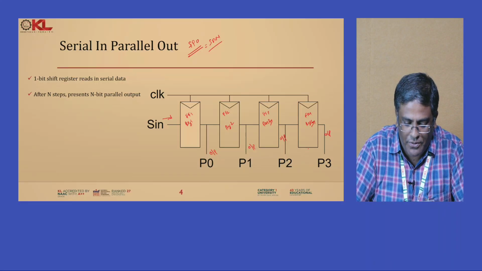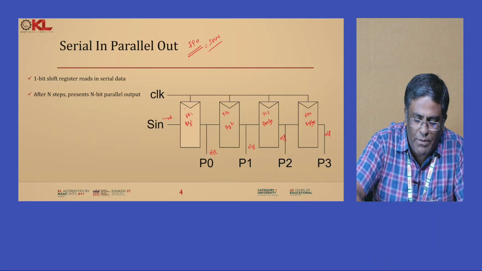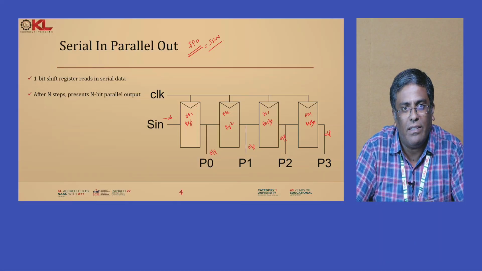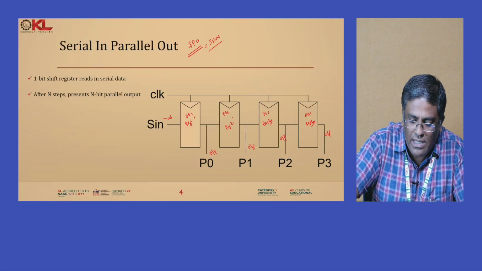When I say flip flops, it can store one data at a time. Am I correct? So it can store one data at a time. So what is happening?